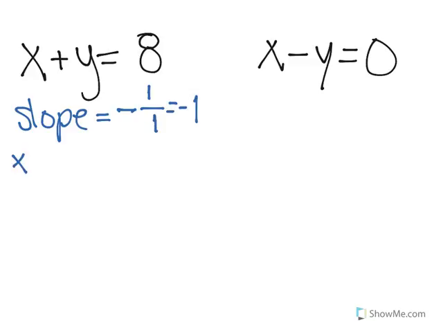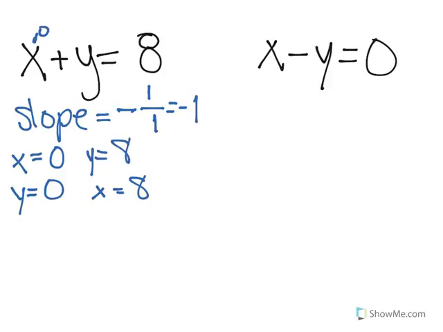Then we have the x-intercept. So when y is equal to 0, x is equal to... we plug in 0 right here, we substitute, and we find that x is equal to 8. And now let's do the same thing for the y-intercept. When x is equal to 0, y is equal to... we plug in 0 right here, and we find that y is equal to 0 as well.